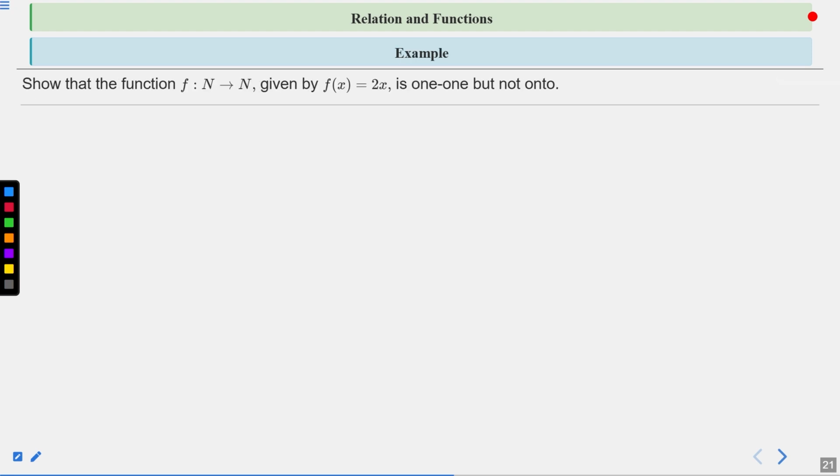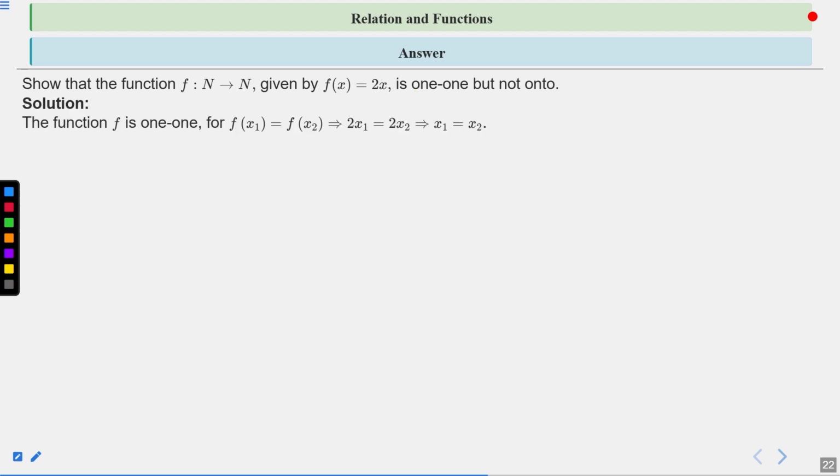Now examples. It will be all clear from examples. So function defined from set of natural to set of naturals as f(x) is equal to twice of x. And this function is, we are saying, one-one but not onto. Let's see how we are saying that f(x) = 2x is one-one but not onto.